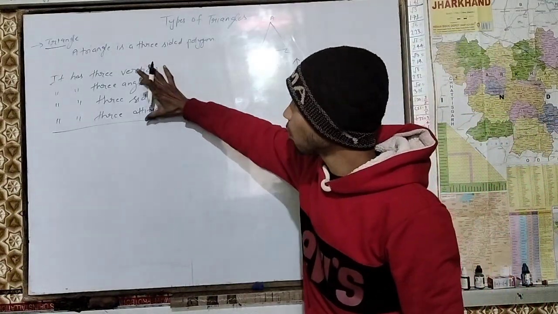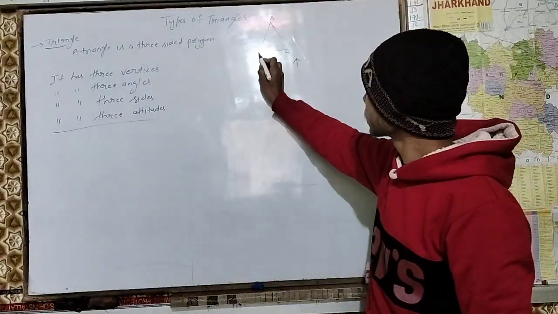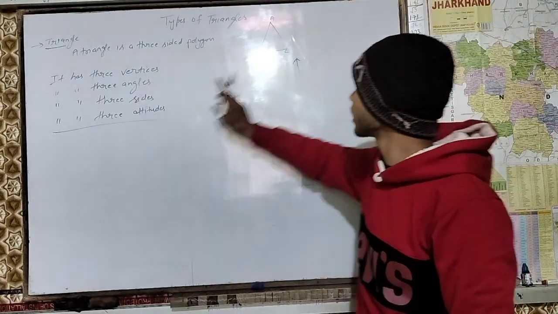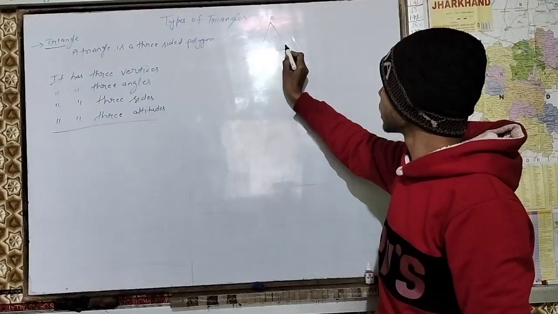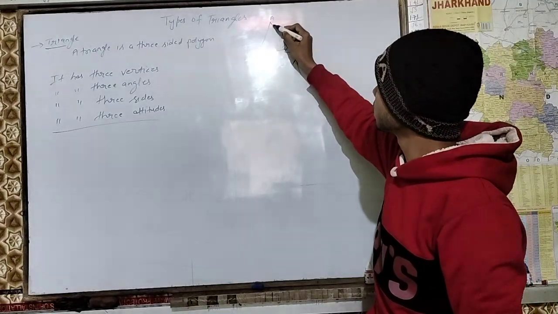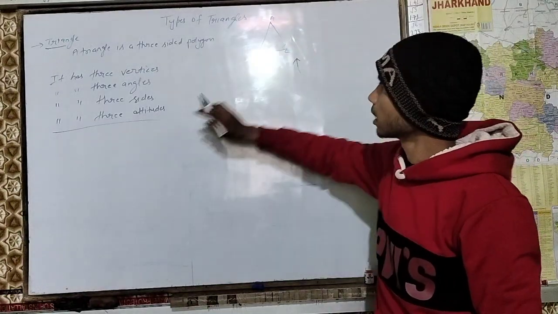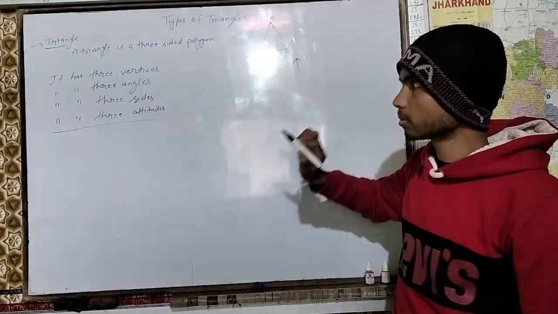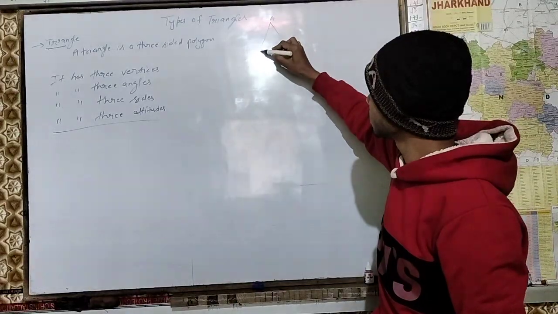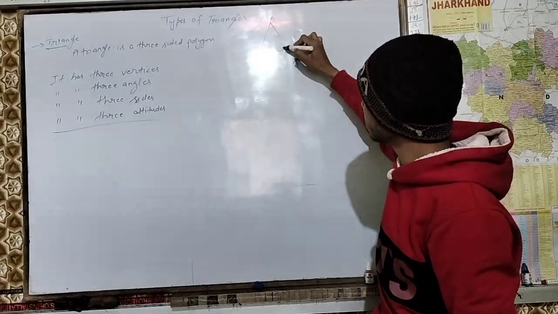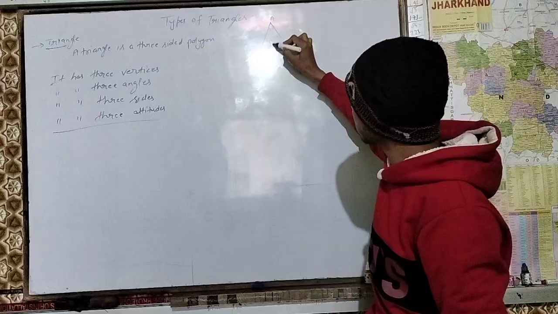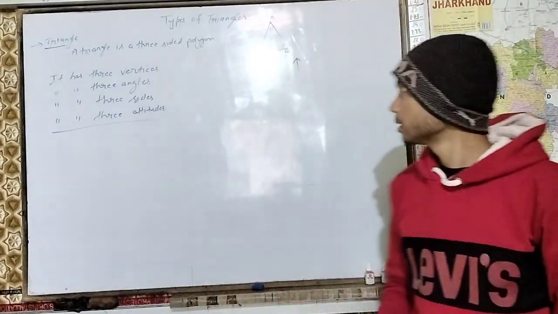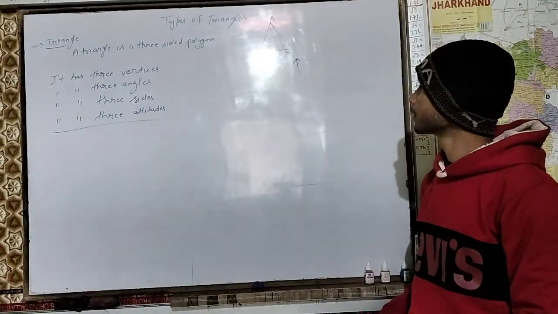Now we can observe all these things. Three vertices, this one, this one, this one. This is common, this is also common, this is also common. Three angles, three interior angles, three exterior angles. Three sides, AB, AC, BC. When it comes to altitudes, these will be our altitudes. Altitude means a perpendicular line.